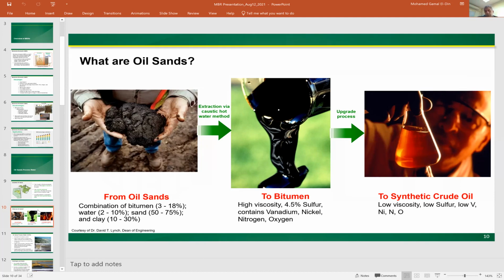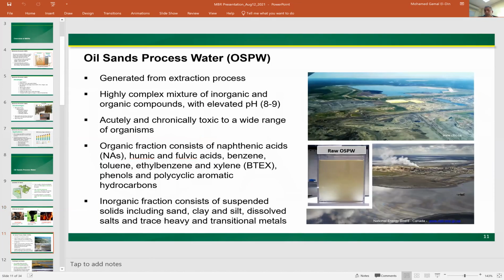sand and clay. But as we can see from that, we use hot caustic water method to separate, so you end up with a process water or industrial wastewater that we need to treat. The top photo here shows you an aerial photo of some of the lakes or ponds where we keep this raw OSPW or untreated oil sands process water in those ponds. And the bottom pictures show you one example of the ponds with a jar containing this raw or untreated oil sands process water.